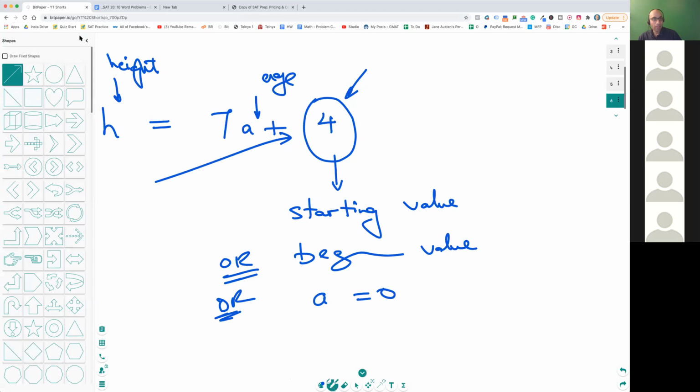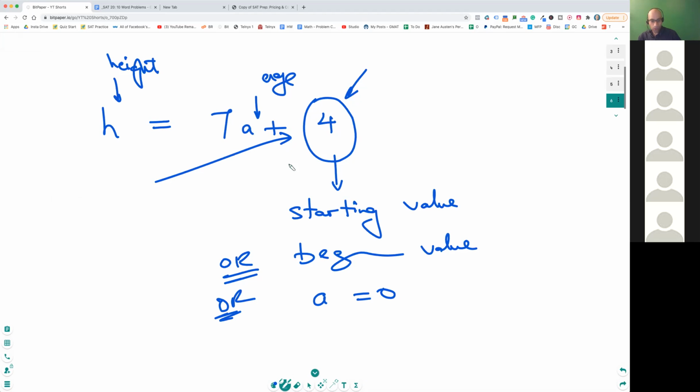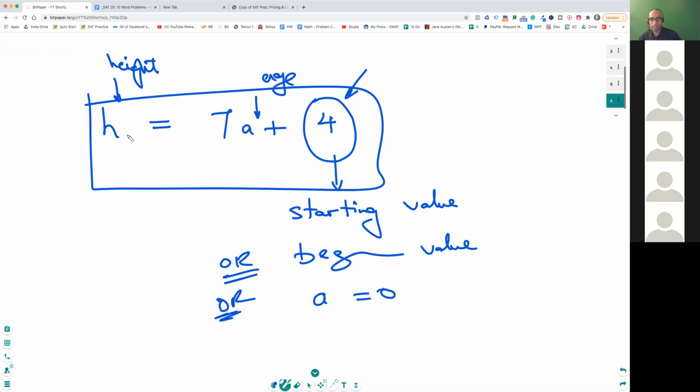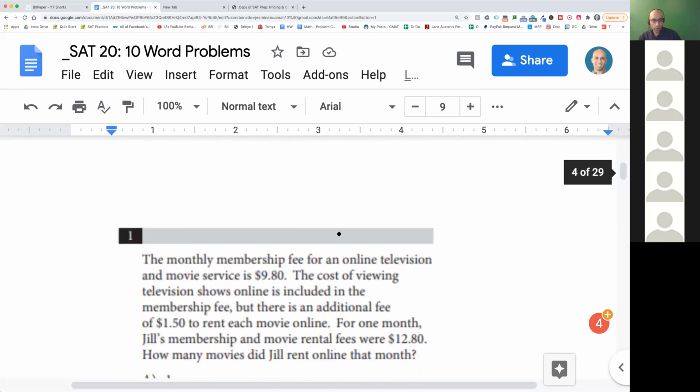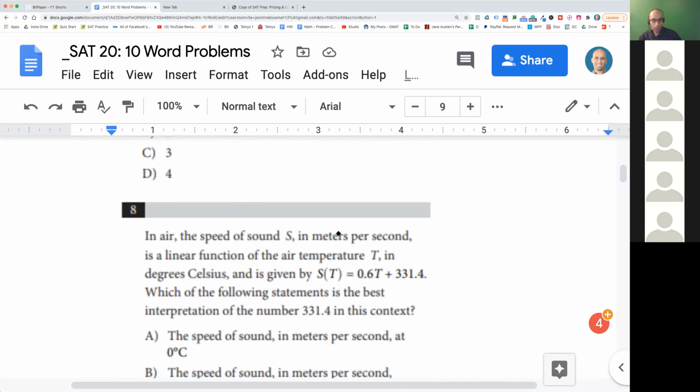So here, if they ask you the interpretation of what is the value of 4, if this is, you know, like the height of a horse or something, right? So the 4 means the beginning value, the starting value. And then you can think about it, oh yeah, the starting value means when the horse is born. When the horse is born, it was born with this particular height. Okay, so that's the interpretation of this. Let's see another quick one, and let's move on.